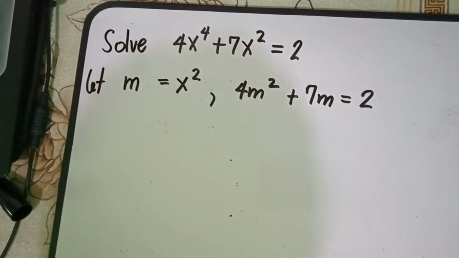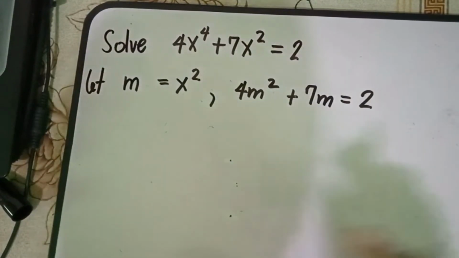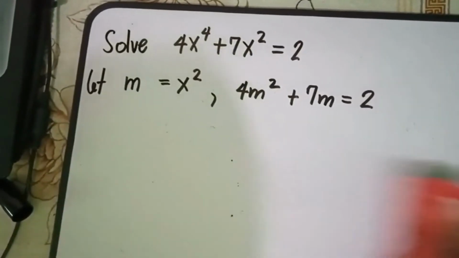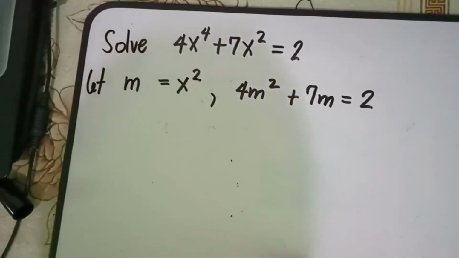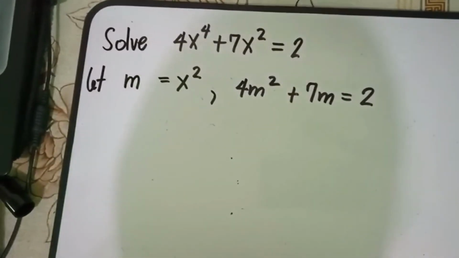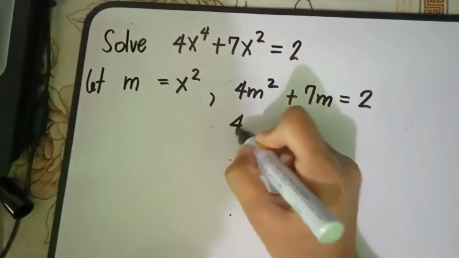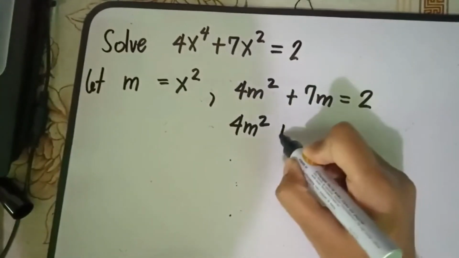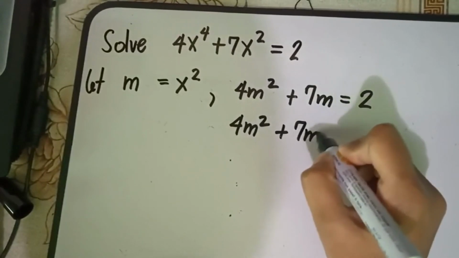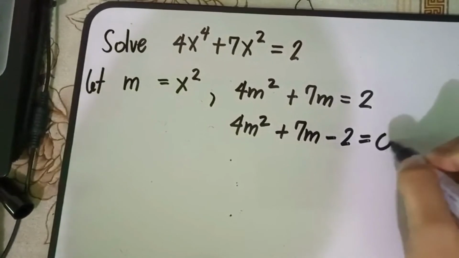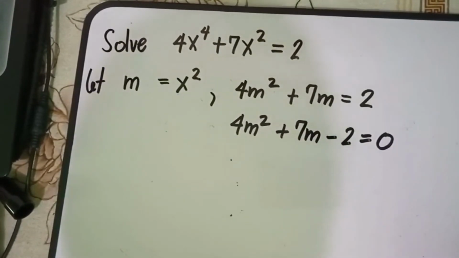Tama ba? Yes, kailangan muna nating isulat siya sa standard form. So, what is the standard form of 4m squared plus 7m is equal to 2? We have 4m squared plus 7m minus 2. Pag nag-transpose kayo, you always change the sign.